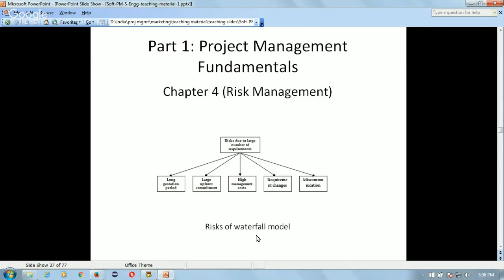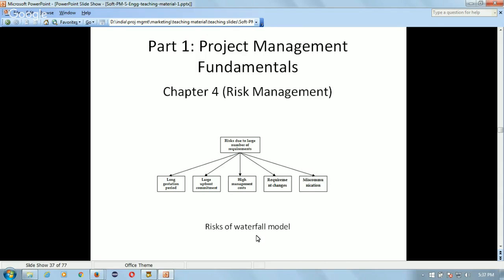So again, we are coming back to the waterfall model and seeing what kind of risks occur on these projects. So one is long gestation period. Definitely, the project is developed, say the duration is 1 year. So only after 1 year, the customer is able to see the product and find out if it meets their requirements. So it is a big risk. Then large upfront commitment. On the waterfall model, the customer is committing to the complete project in the very beginning. So the upfront commitment is huge for waterfall models, and it is a big risk.